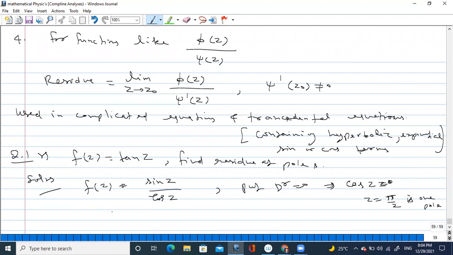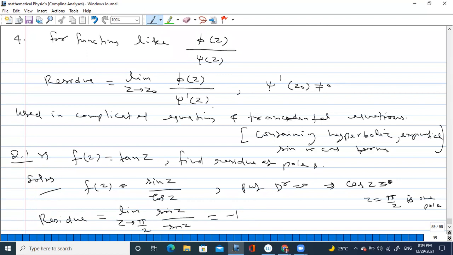So for that I can apply this method now. So residue will be limit z tending to pi by 2 of sin z divided by differentiation of denominator, that will be minus of sin z. Sin z by minus of sin z is minus 1. So that will be the residue. So like this you can find out the residue.